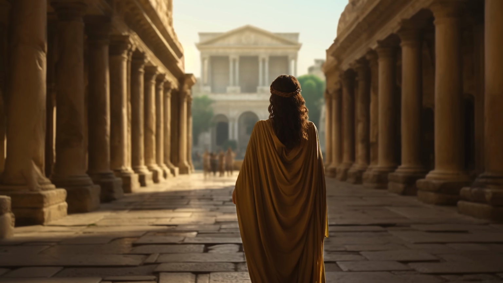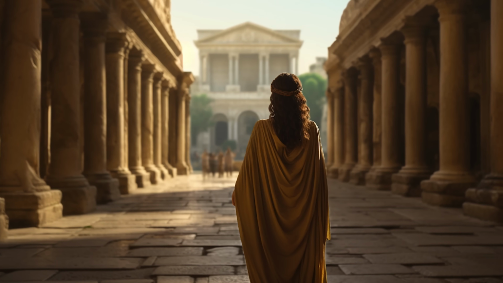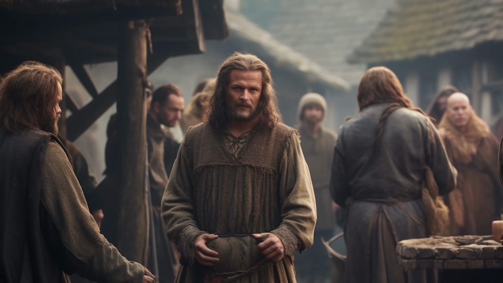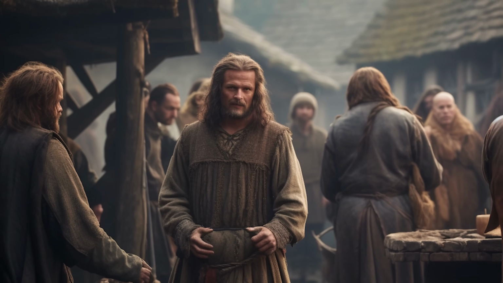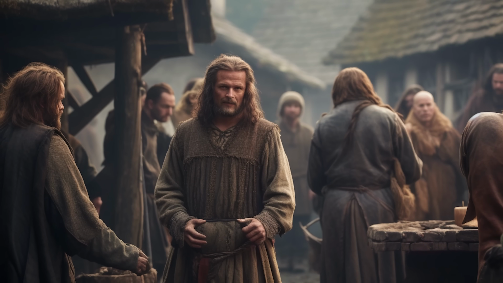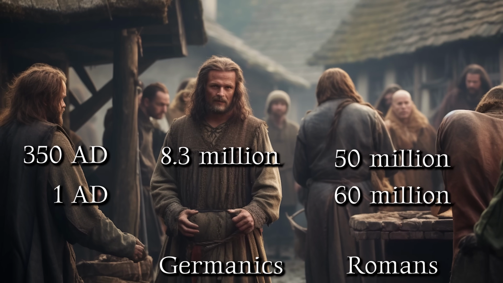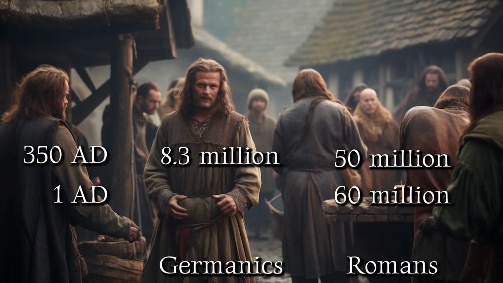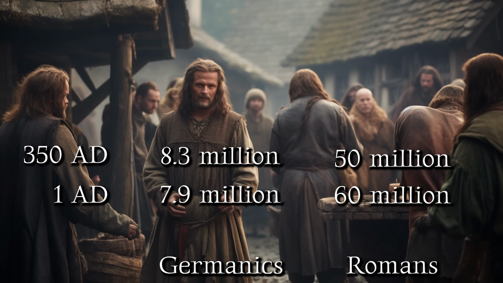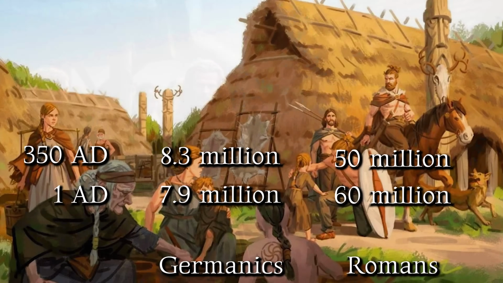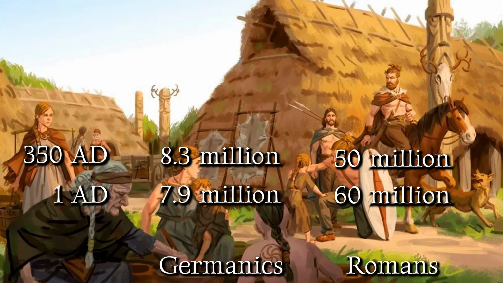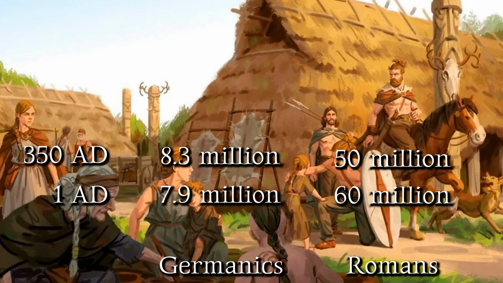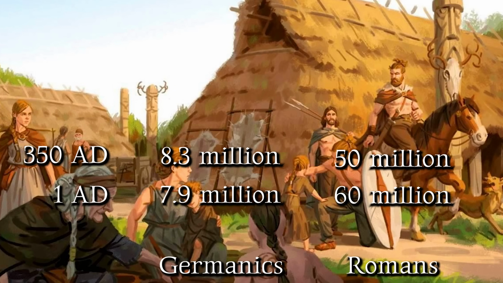To make this even more brutal, Russell estimated that while the population of the Roman Empire had declined, the population of the Germanic nations, meanwhile, across the Limes border, had actually increased. He estimated that in 350 AD, 8.3 million people lived beyond the borders of the Roman Empire in Europe, while it was only 7.9 million in 1 AD. So while the population of the Roman Empire had decreased by 16.3%, the population of the Germanic people had increased by 5% in 350 compared to 1 AD.